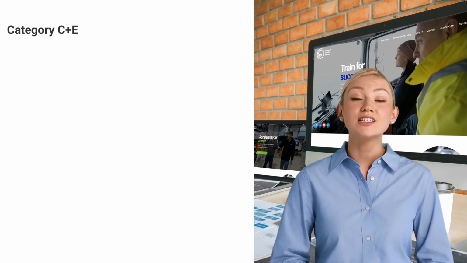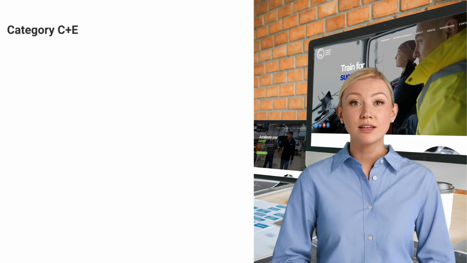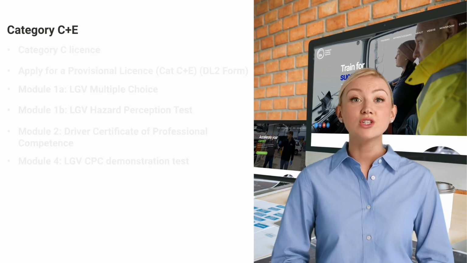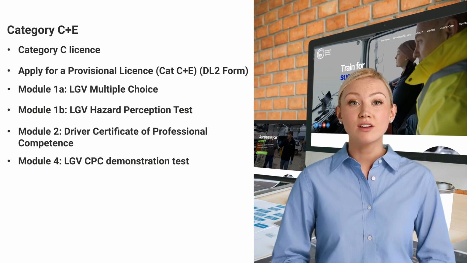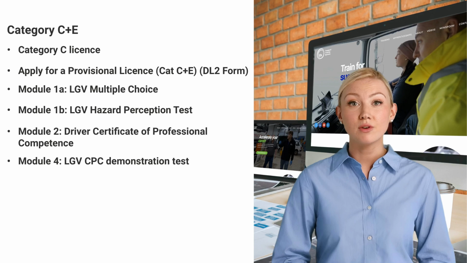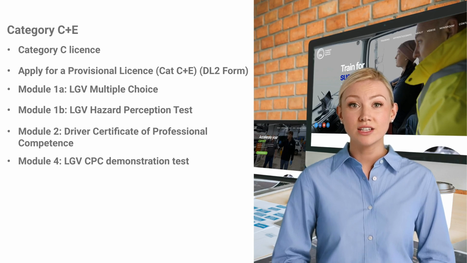The prerequisites for Category C plus E, formerly known as Class 1 or Arctic, are similar to Category C. And you must first have a Category C license. You cannot attain a Category C plus E license without first holding Category C. You should already have your driver qualification card from completing your Category C training. If you don't have this, you most likely haven't achieved Modules 2 and 4 as part of your previous training. These will need to be done in addition. Module 2 should be completed directly with the DVA. If you need Module 4, please contact us to arrange.